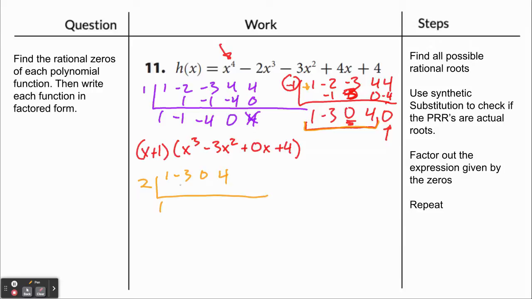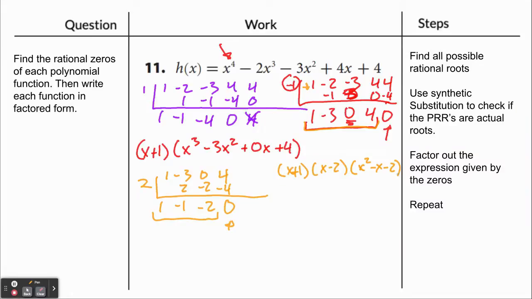So now I bring down 1, multiply, add, multiply, add, multiply, and hey, there we go. We got another 0 here. So that means I can factor it out. So I get x plus 1, x minus 2, and then whatever is left here, my string of numbers, which gives me x squared minus x minus 2.